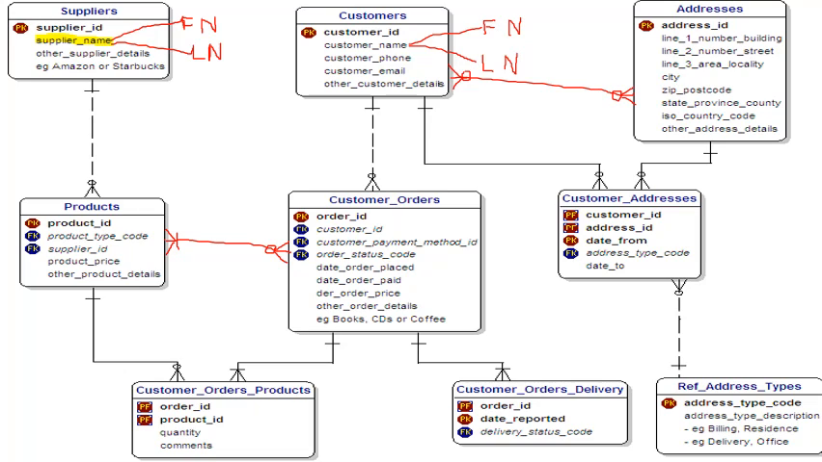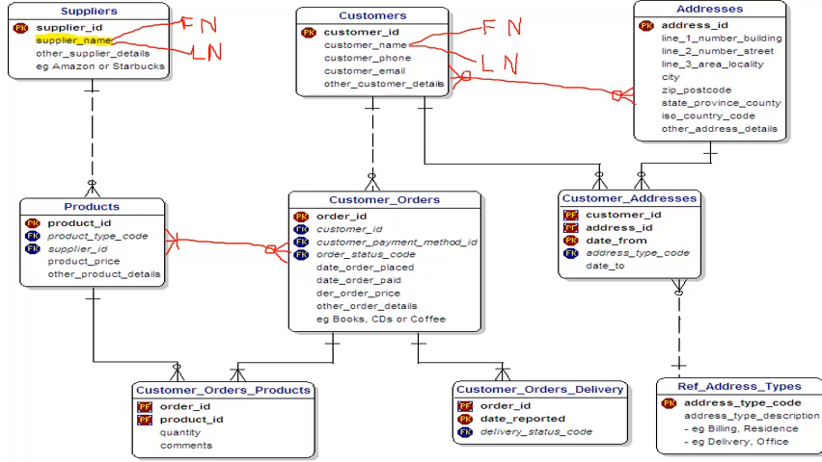While looking at the customer and the address, we can assess that there is a many to many relationship between the customers and address tables also. So we have also created a customer underscore addresses table, which we know is a bridge table between the customer and the address. We have customer ID and address ID from both the customers and address tables. The solid lines indicate identified relationships. The dashed lines indicate non-identified relationships.